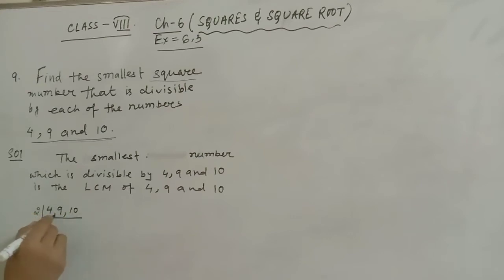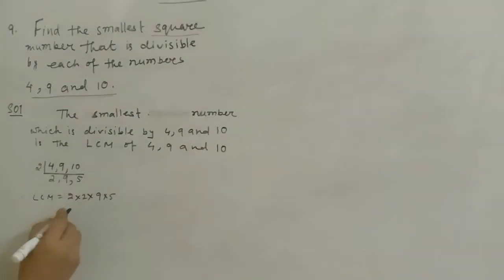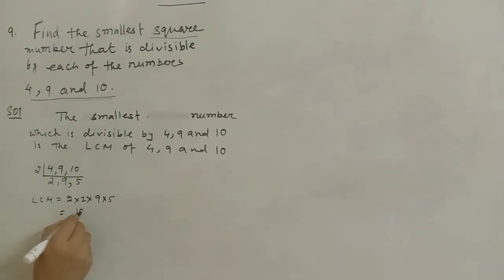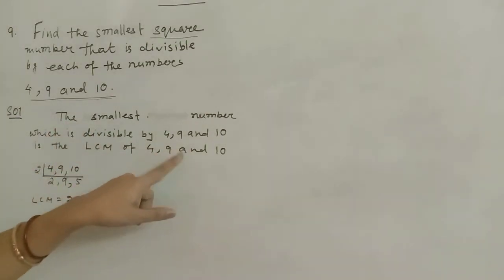Only 2 can divide two numbers here. 2 2s are 4, 9 cannot be divided by 2, and this is 5. Afterwards, no number is there by which you can divide two numbers. So this is the LCM. Therefore LCM is equal to 2 into 2 into 9 into 5. If you multiply, then you will get 20 into 9, 180. So 180 is the number which is divisible by 4, 9 and 10.